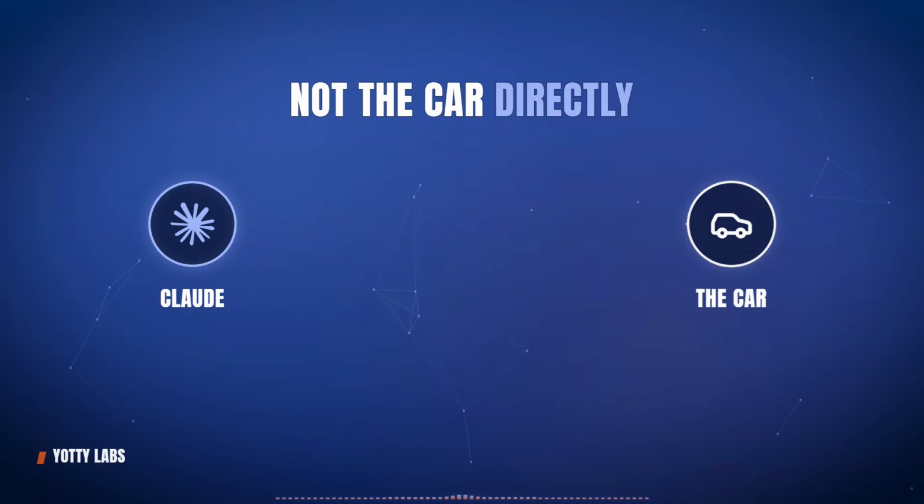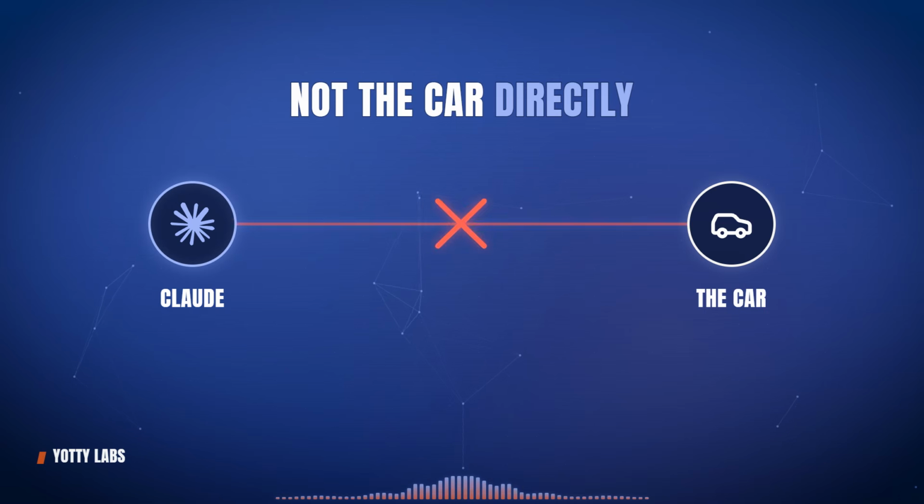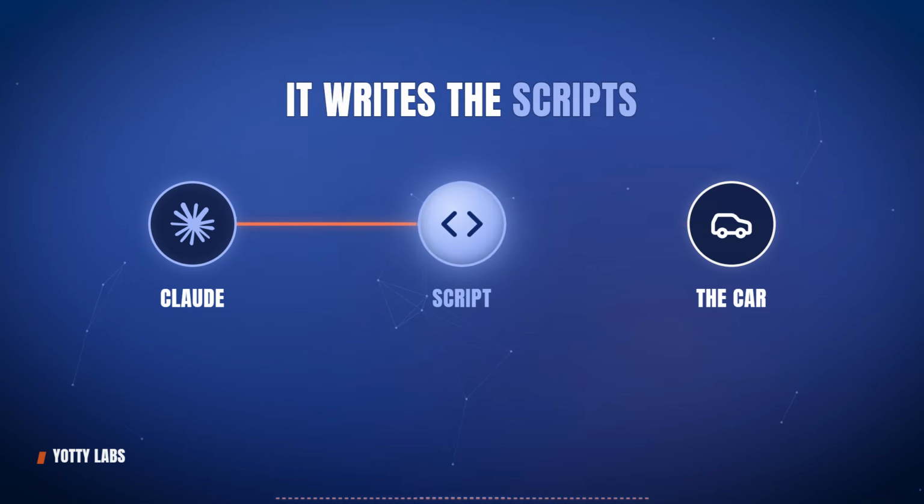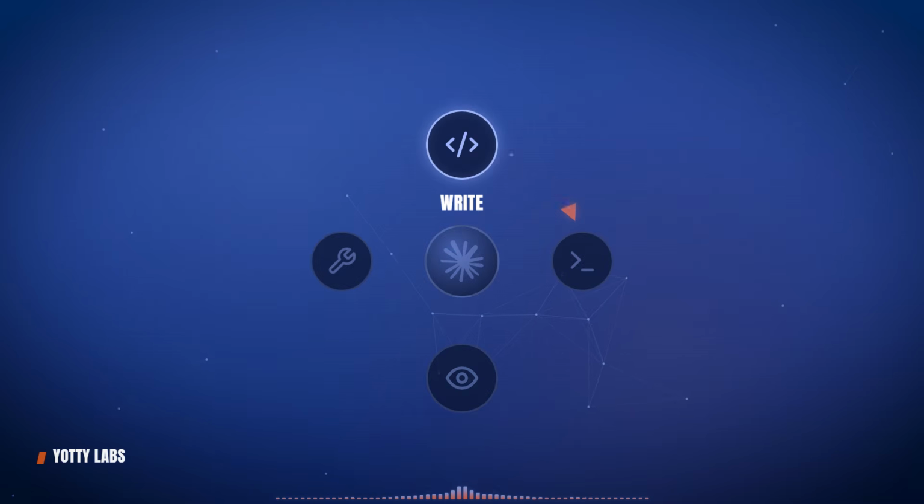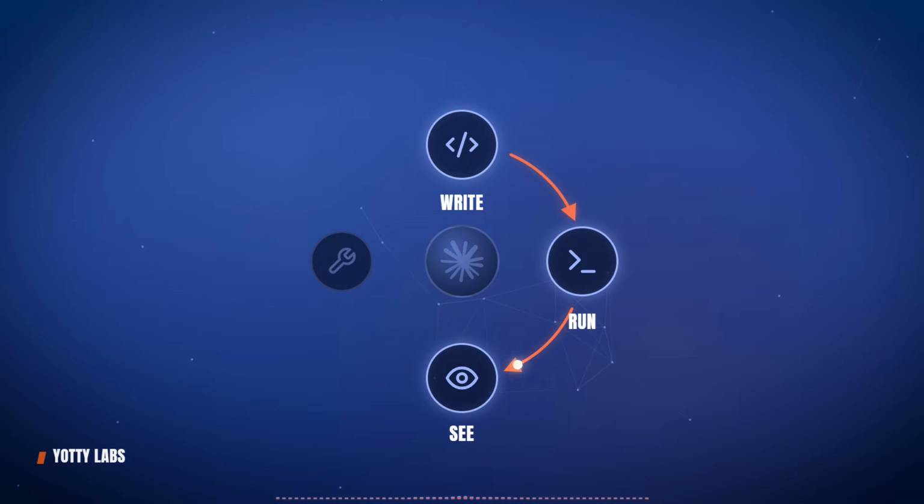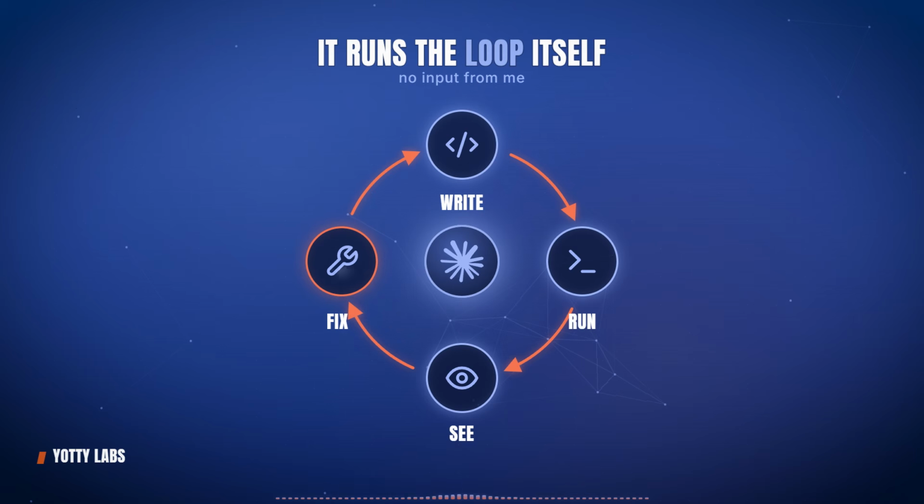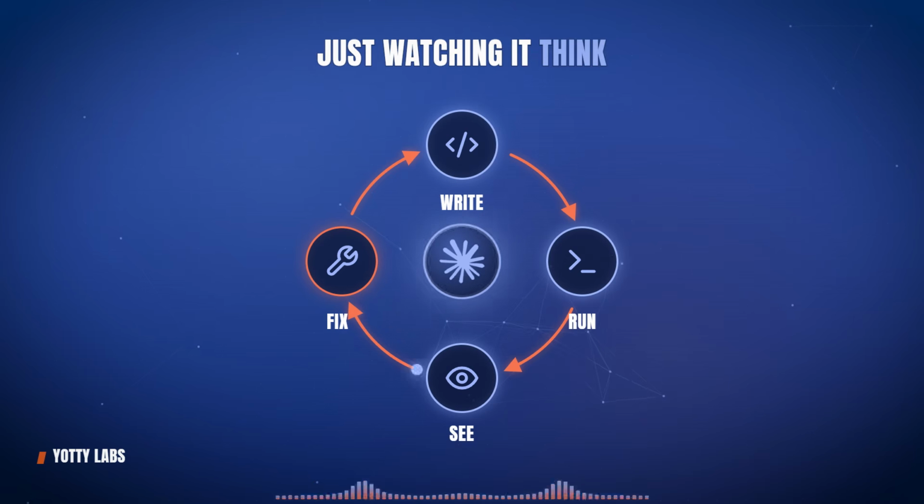So Claude doesn't actually talk to the car itself. Claude writes computer scripts that talk to the car. So it'll write the scripts, it'll run them, it'll see what comes back, what's returned, and it will fix any problems as it goes. It's doing all this in a loop. I'm not having to do anything. We're just basically watching a computer think.